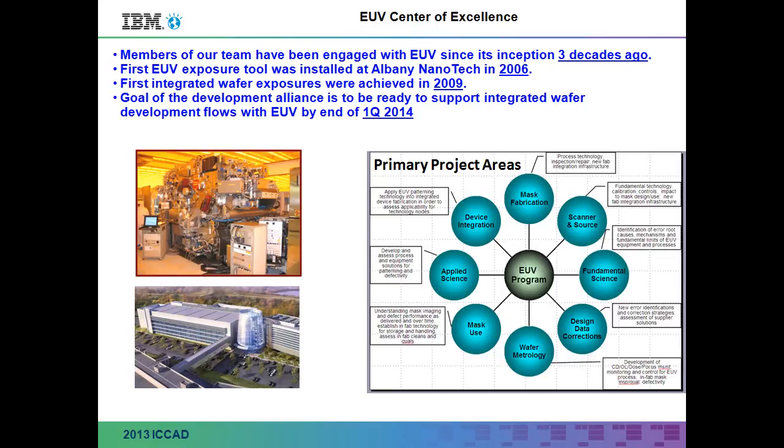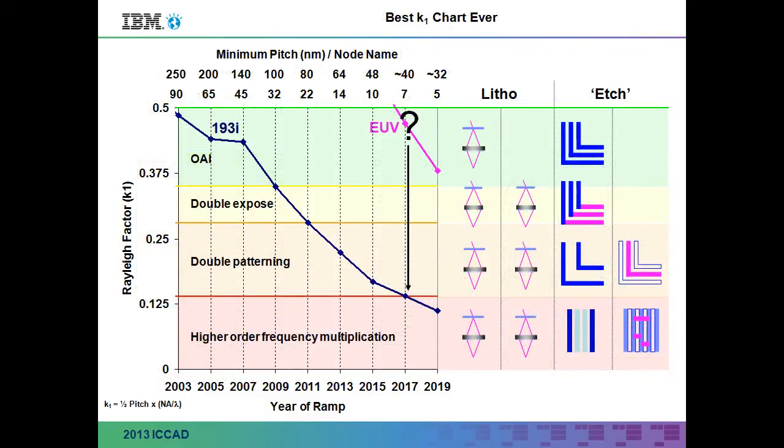Up in Albany, at Albany Nanotech, we have this X-ray or EUV Center of Competence. We hope to get to a point where we can run integrated wafers first quarter of next year, and that will really be the first time we really understand what all the secondary problems are that still need to be solved. So again, there is still a huge possibility that for a 7 nanometer node, this won't be ready, and that we have to keep going with other means. So that's that big question mark.